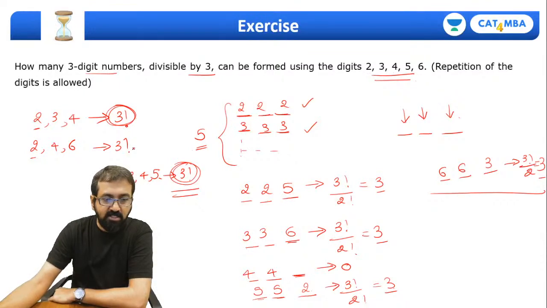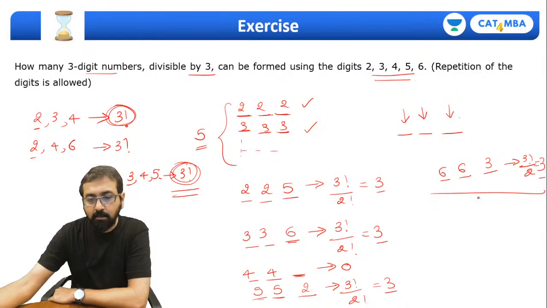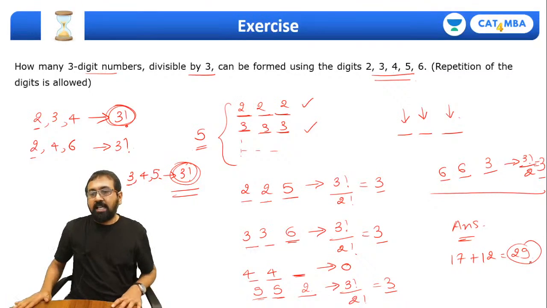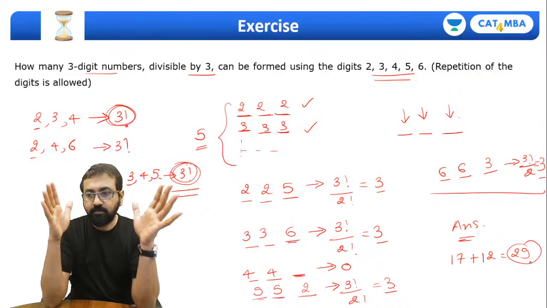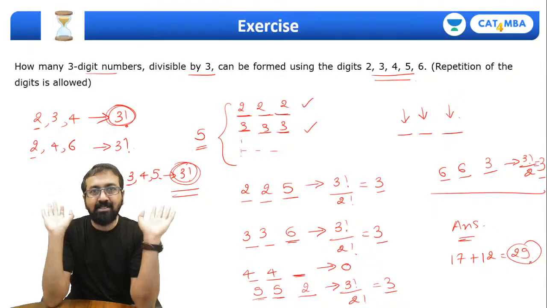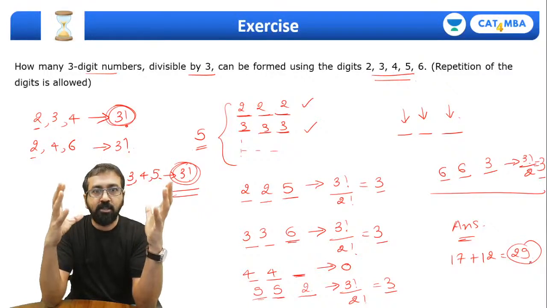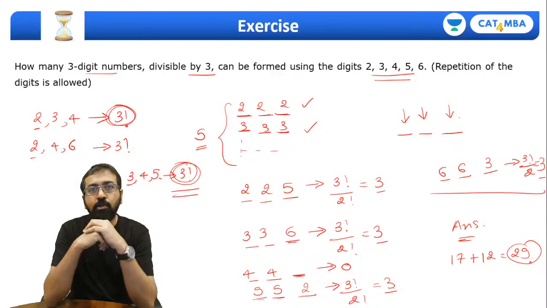So 6 plus 6 plus 6, 12 plus this 17. So total number of numbers that we can make will be 17 plus 12. That is 29. We can make 29 numbers. Guys, have you all understood this? Now tell me any number that is left. I'll show you where we have included. Try to think different numbers and I'll show you where we have included.